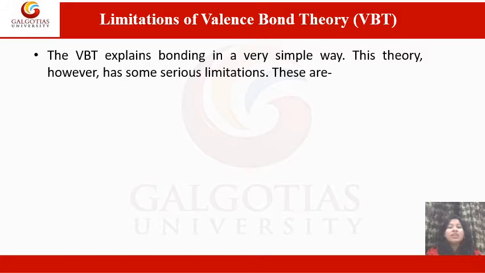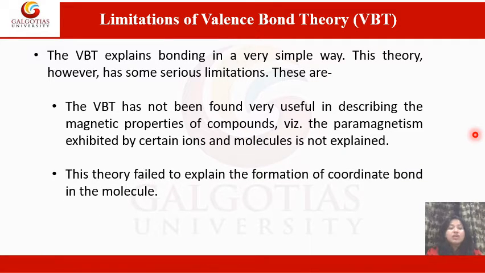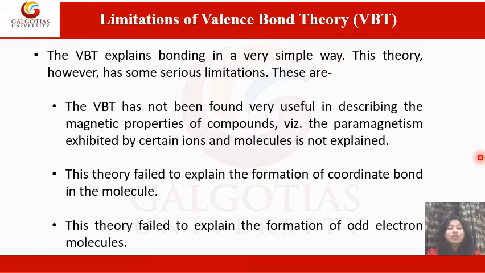Now we discuss the limitations of the valence bond theory. The valence bond theory explains the bonding in a very simple way, but this theory has some serious limitations. Number one, the VBT has not been found useful in describing the magnetic properties of the compound, that is, paramagnetism exhibited by certain ions and molecules is not explained. This theory failed to explain the formation of coordinate bond in the molecule, and this theory failed to explain the formation of odd electron molecules.